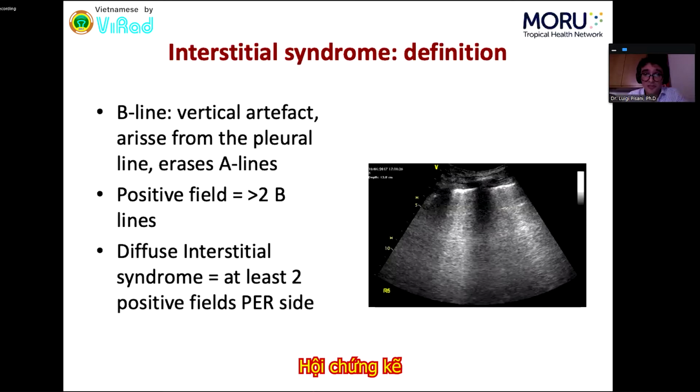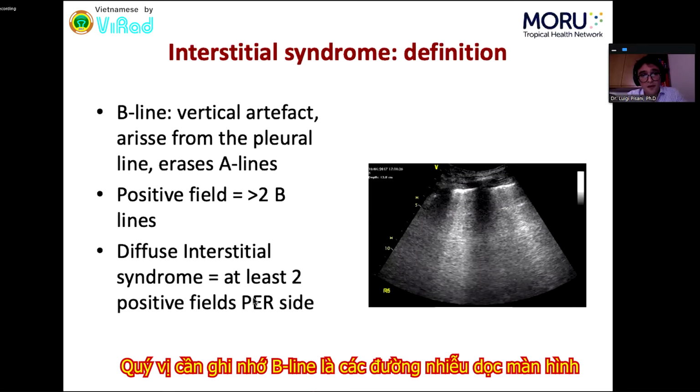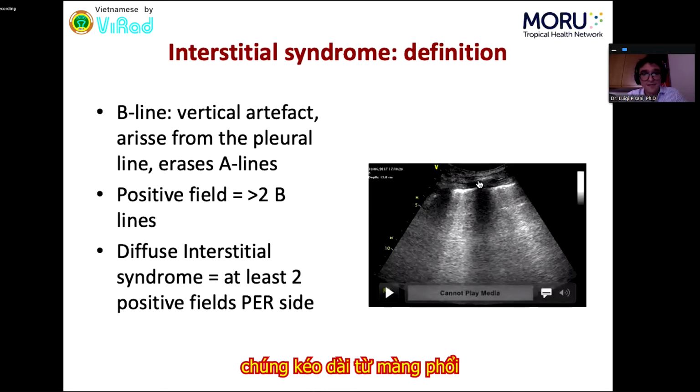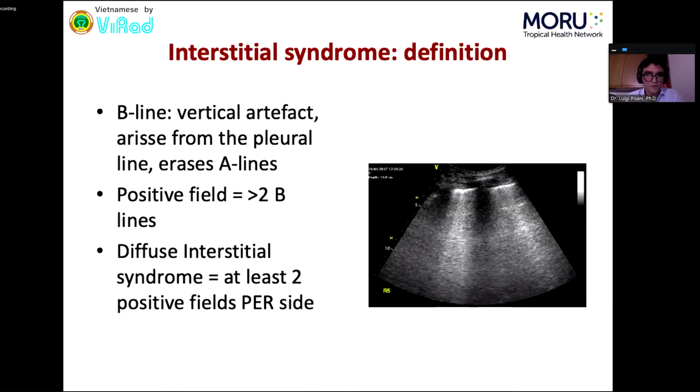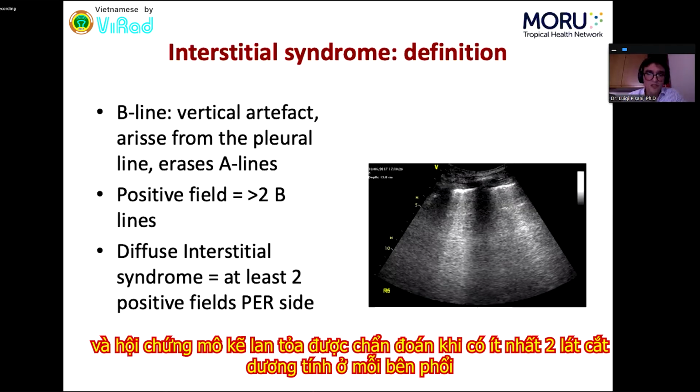So, interstitial syndrome. Let's remember a B line: it's a vertical artifact that arises from the pleural line and goes until the end of the screen. We have a positive field for interstitial syndrome when you have more than 2 B lines in a single field, and we have diffuse interstitial syndrome when we have at least 2 fields per side.